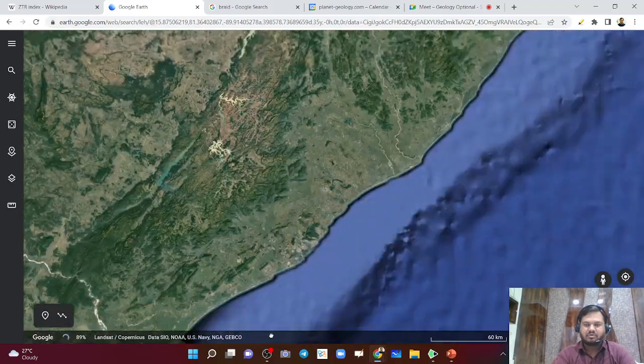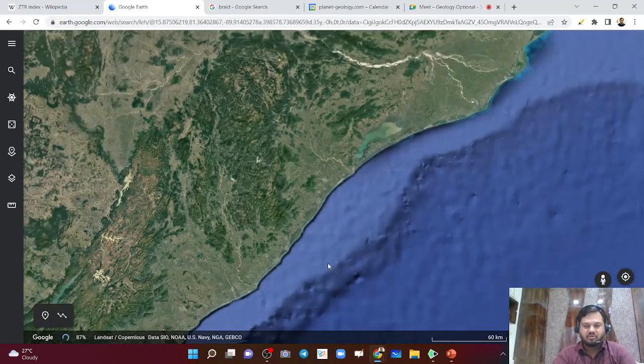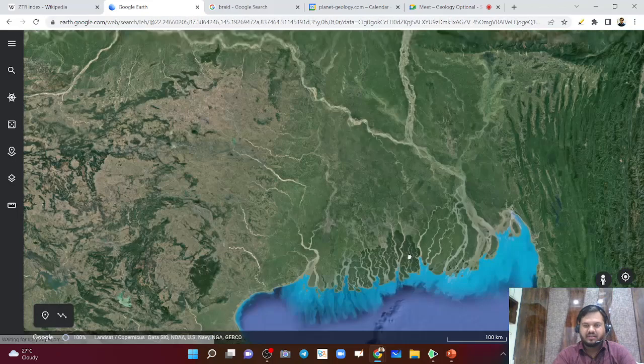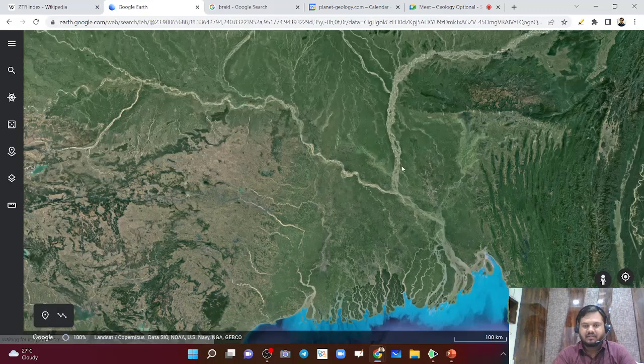Let us see some more basic landforms or geomorphic features. So let us see some fluvial settings. So basically, what is this? This is which river? Brahmaputra. This is Brahmaputra. This is Ganga, right?